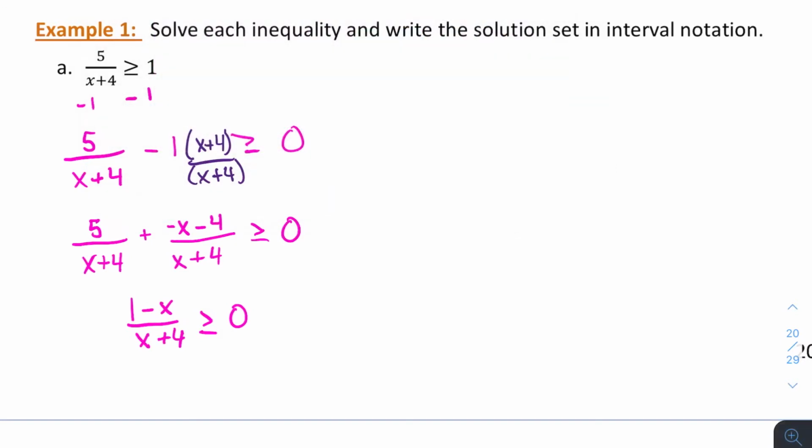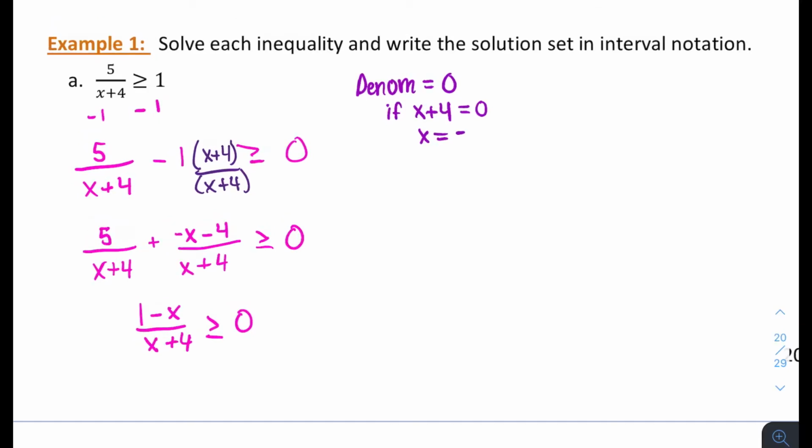Now I can figure out where this is equal to 0 or undefined, and use those to break up my number line, because that's where it could switch from being greater than or equal to 0 or less than or equal to 0, kind of like on my quadratics where I figured out where it was equal to 0 and then tested. So it'll be dividing by 0 if my denominator is equal to 0. So that is when x plus 4 equals 0 or x equals negative 4. It'll be equal to 0 if my top, 1 minus x, is equal to 0, which is where x is equal to 1. So let's write a number line and then test values in between those.